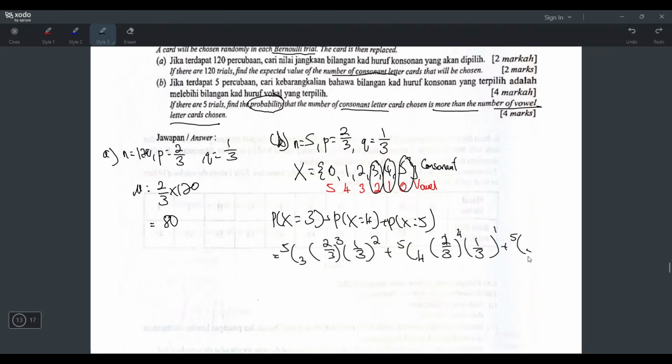Okay, last one, 5C5, bracket. This is 2 over 3. This is 1 over 3. Okay, the power here is the same as the number down here, 5. So 5 minus 5 is 0. Okay, now everything, just press the calculator.